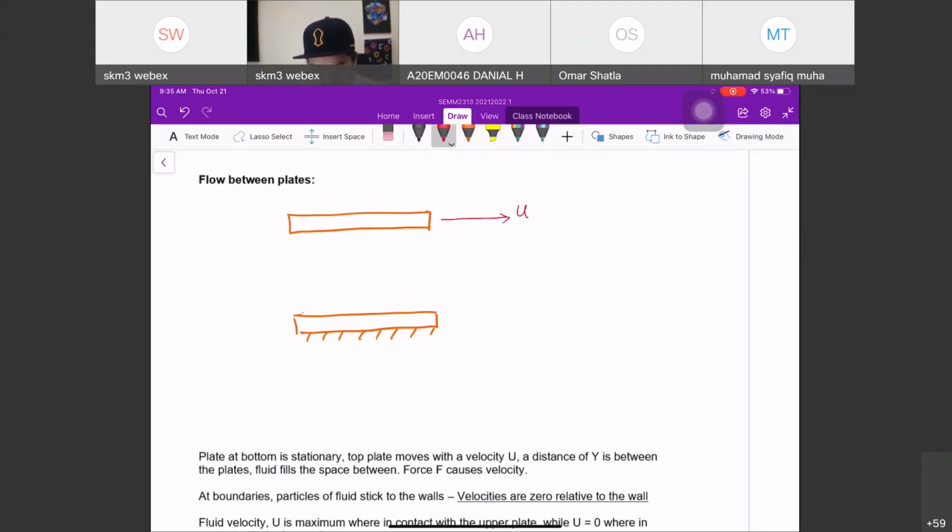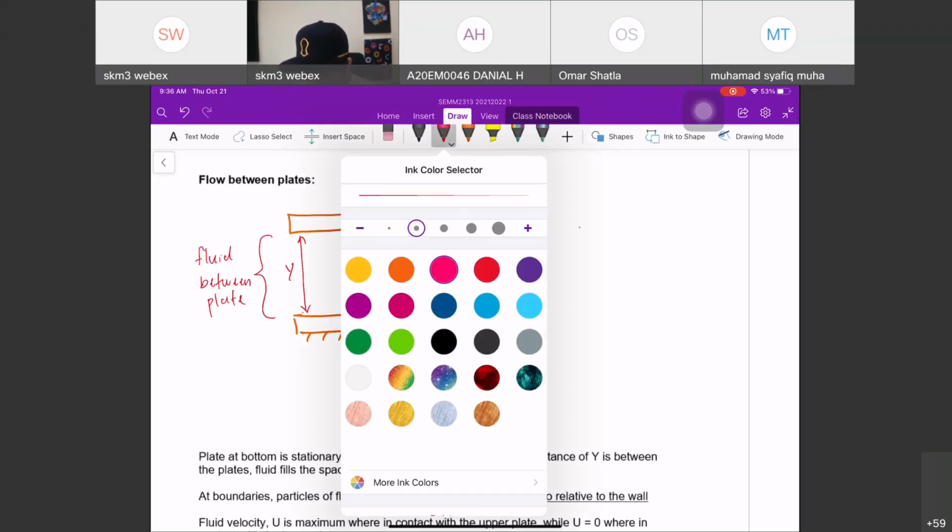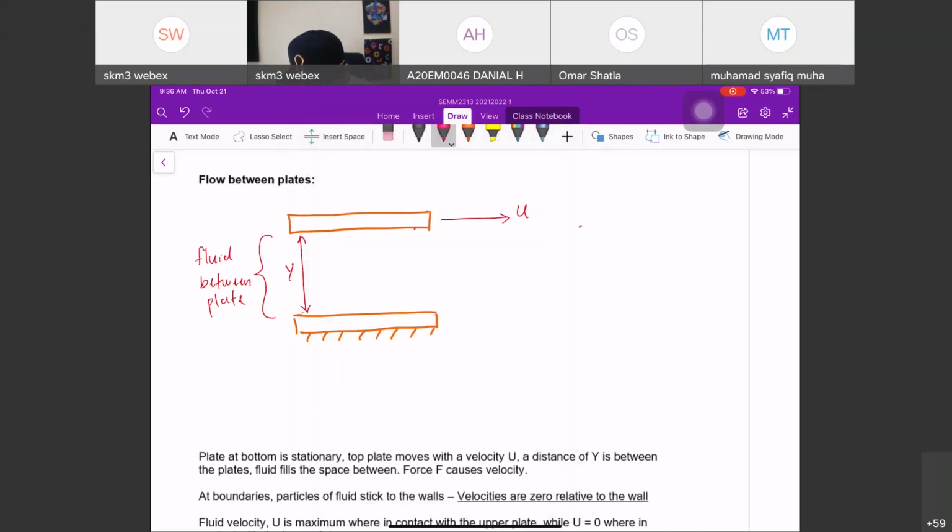So we have the fluid between the plates. For example, imagine it is water. The distance from the bottom to the top is capital Y. So when we push the top plate with velocity u, what happened to the flow? Definitely we're going to have this kind of flow. The water will flow like this.